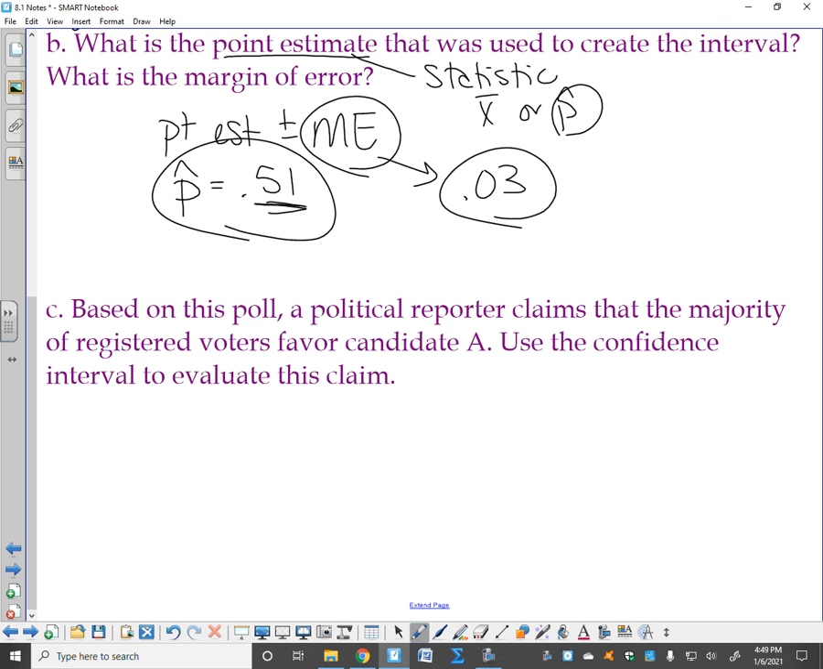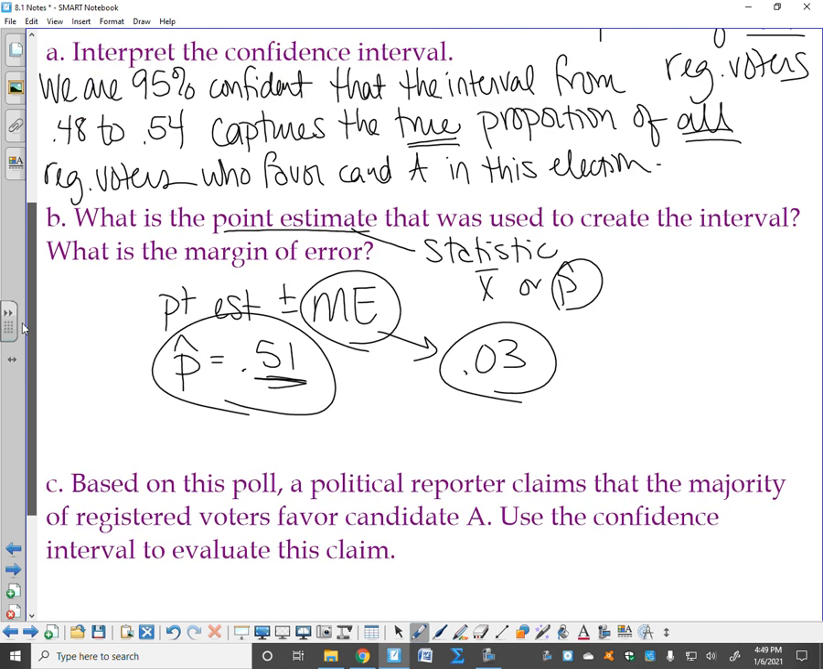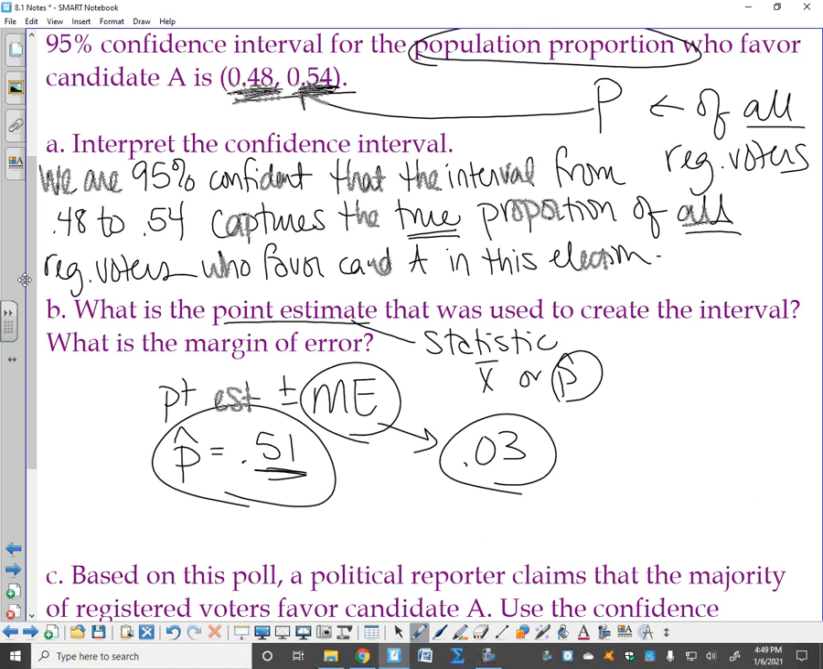Okay, based on this poll, a political reporter claims that the majority of registered voters favor candidate A. Use your confidence interval to evaluate this claim. I think this guy's claim is crap. I am 95% confident that the interval from 48% to 54% captures the true proportion.